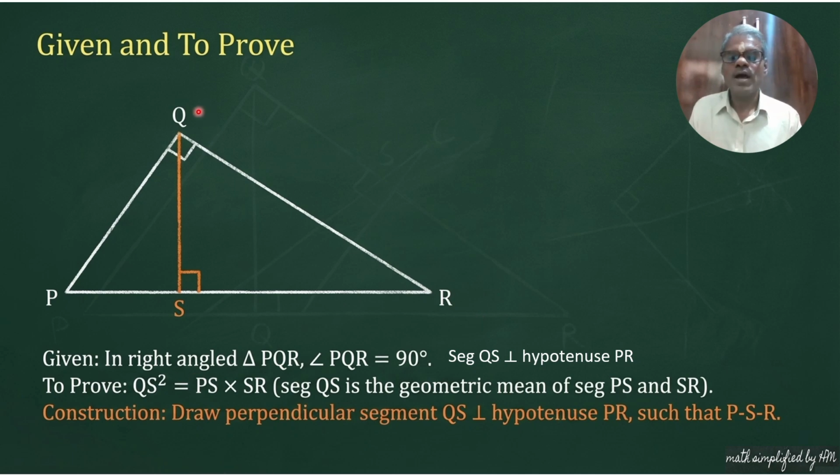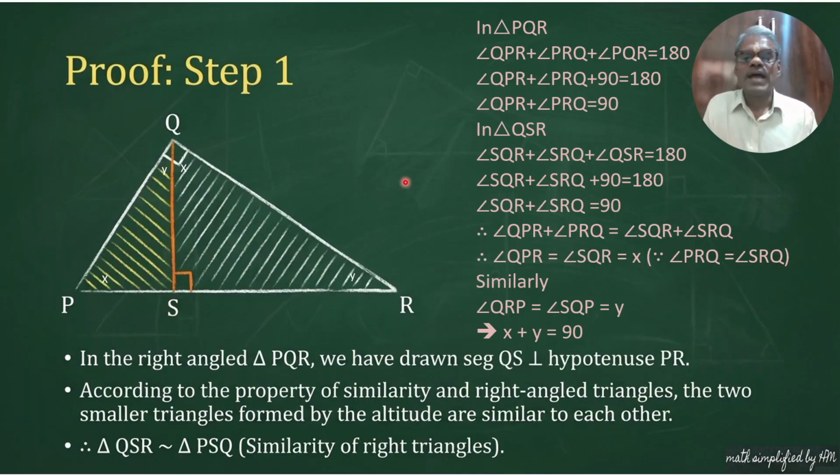Construction: draw a perpendicular QS to hypotenuse PR such that S lies between P and R and they are collinear, PSR. Now let us move to the first step of our proof.